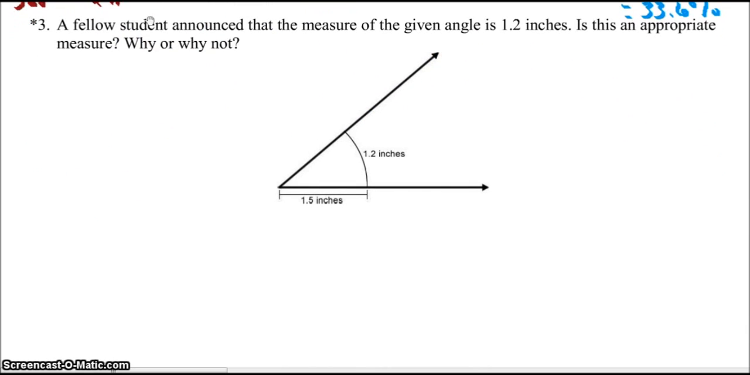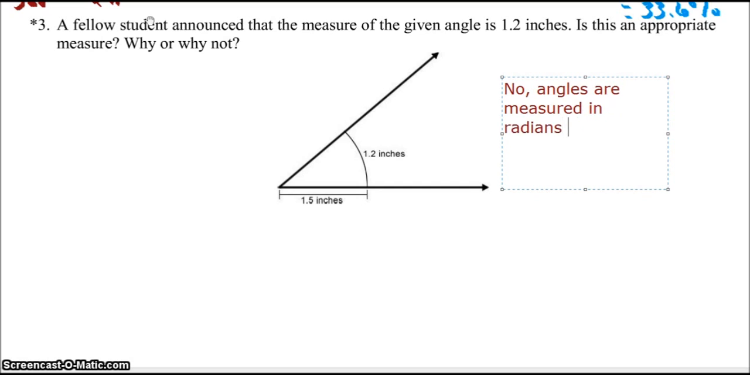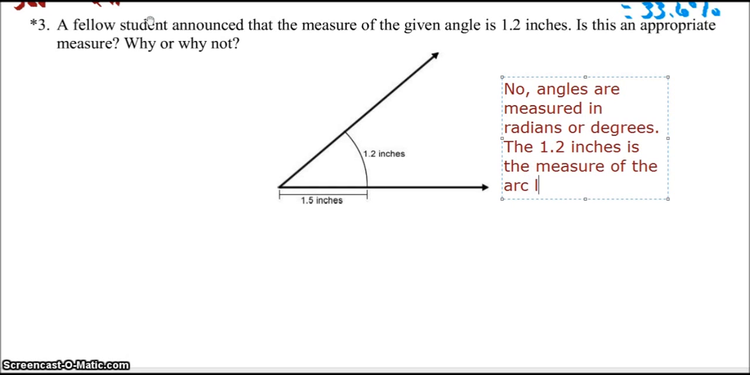A fellow student announced that the measure of the given angle is 1.2 inches. Is this an appropriate measure? Why or why not? Well, clearly no. Angles are measured in radians or degrees. The 1.2 inches is the measure of the arc length.